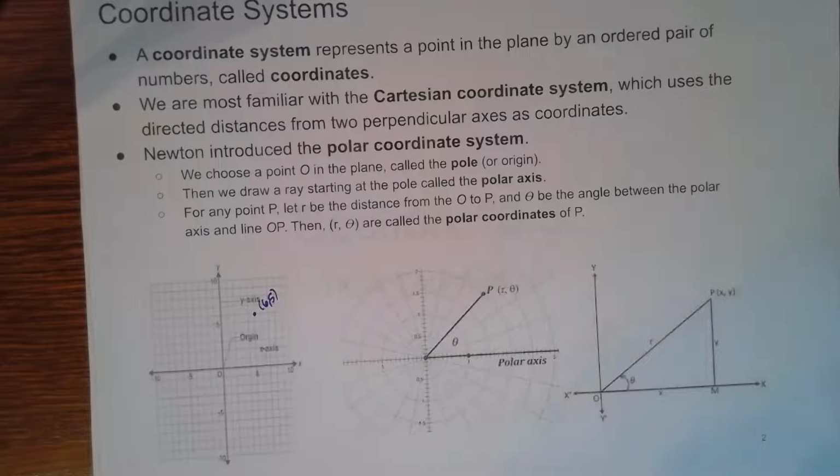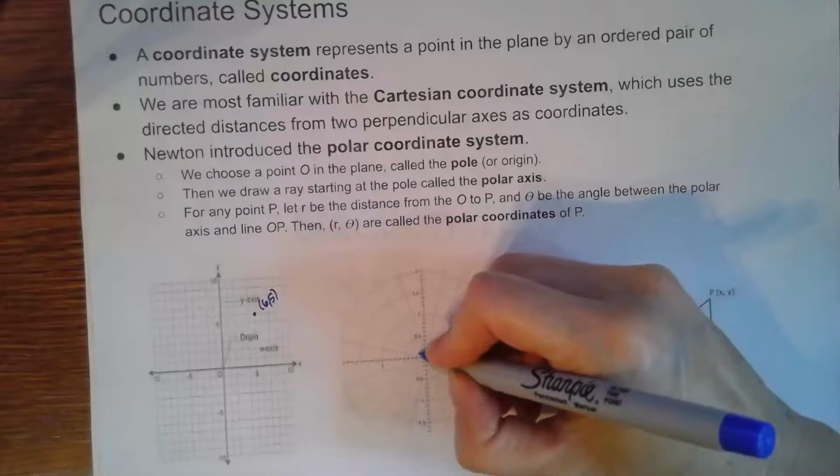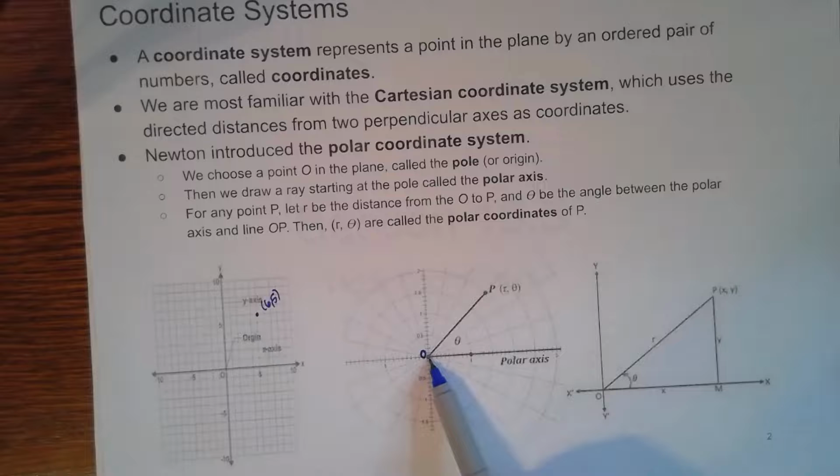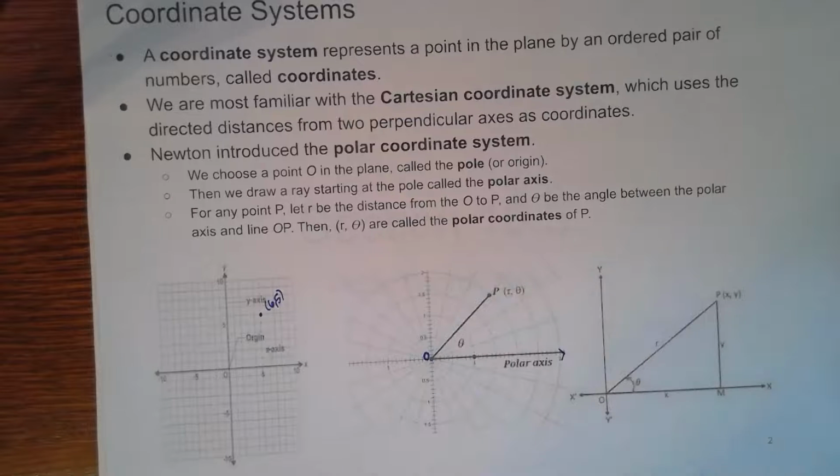But we did a lot with the polar coordinates when we were in pre-calculus. Newton introduced the polar coordinate system. And in the polar coordinate system, we just choose any point in the plane and we call it O. We call that the pole, also called the origin, O for origin. And then we draw a ray at the origin.